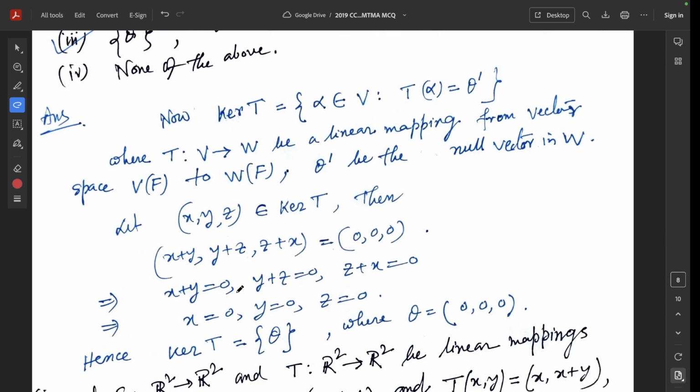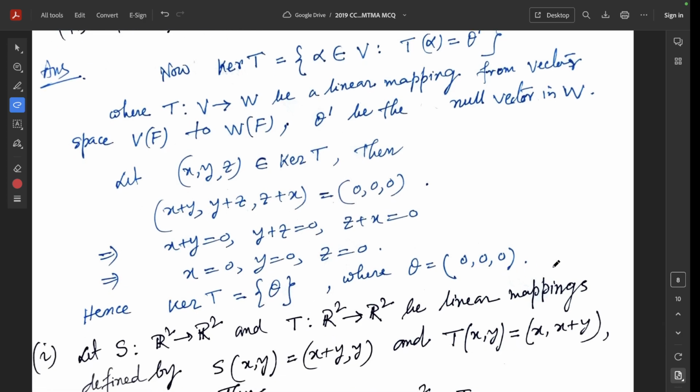So obviously we get x plus y equal to 0, y plus z equal to 0, z plus x equal to 0. Hence x equal to 0, y equal to 0, z equal to 0. Hence kernel of T equals the singleton set {theta}, where theta is given by this.